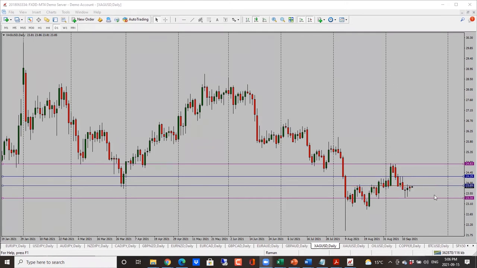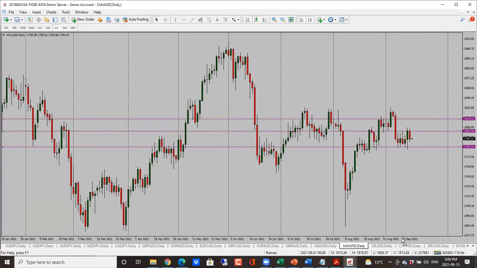If it goes through 23.90, then we will look for 24.30. But until then, this stays neutral.